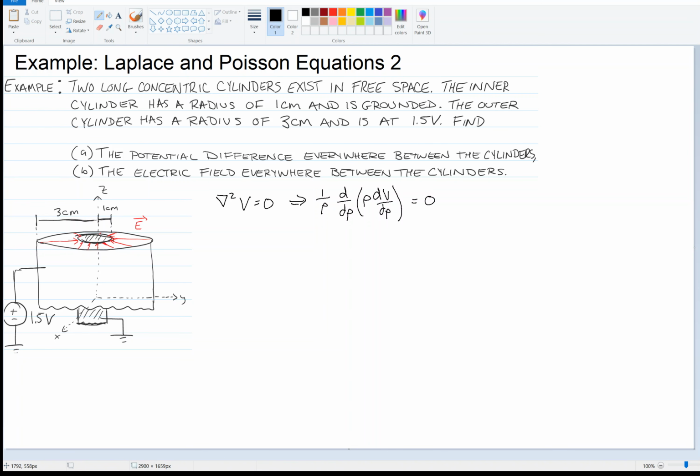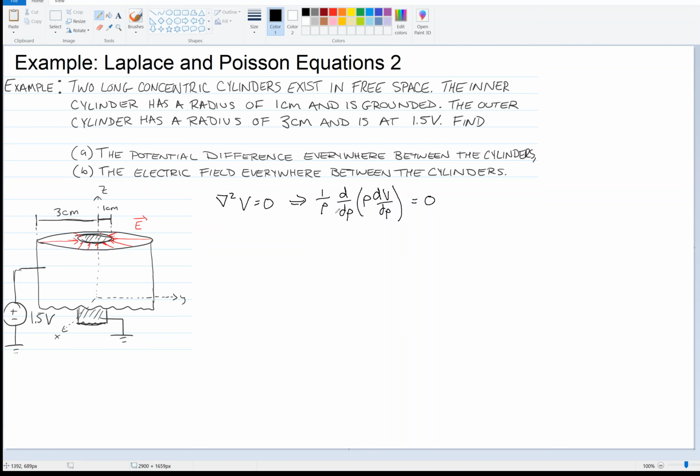So this is not something you need to memorize. Have it on your note card, or bunny ear it in your textbook. But this was covered in the Laplacian section in the vector calculus videos and so forth. Okay, so now we've got to figure out what V is here. We need to solve this differential equation.